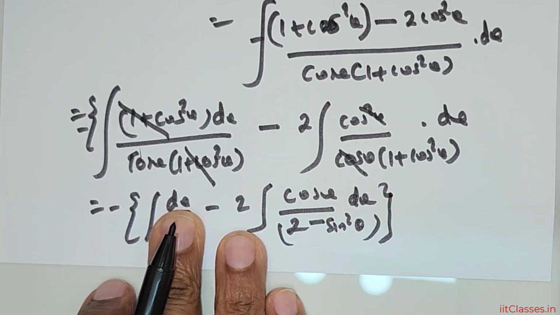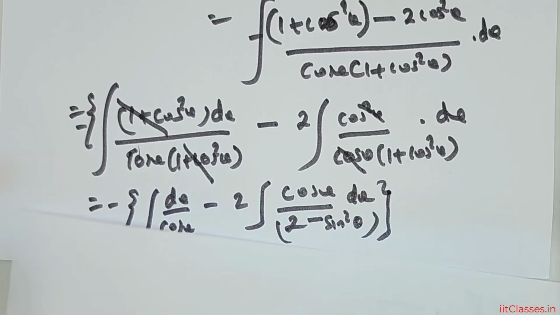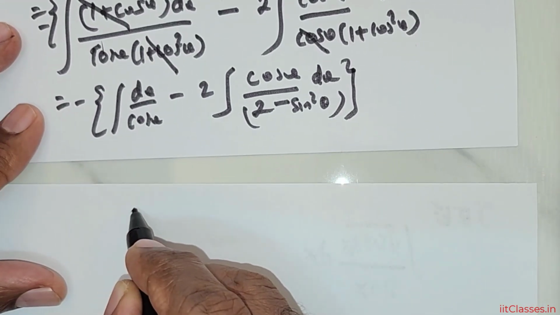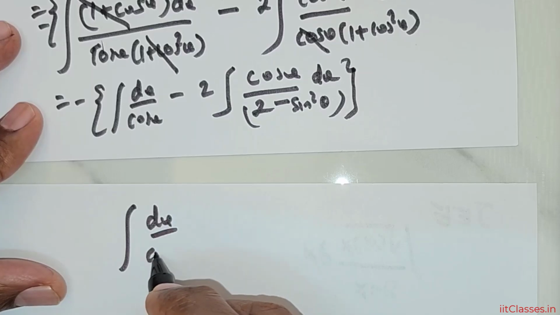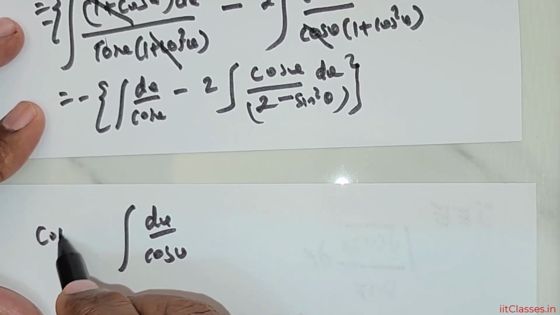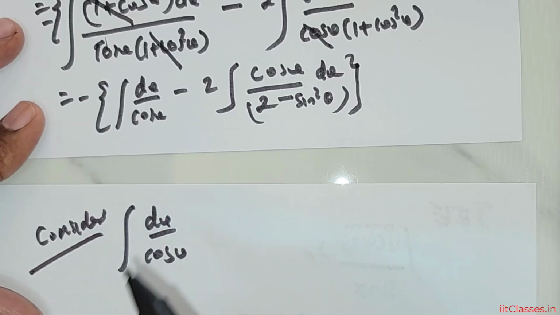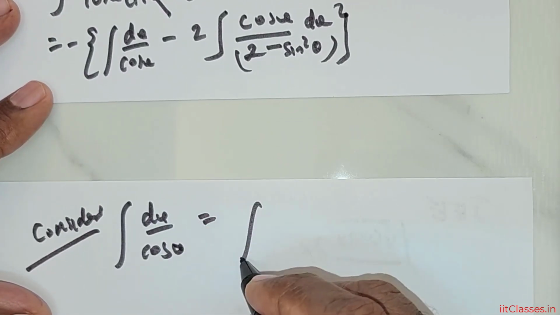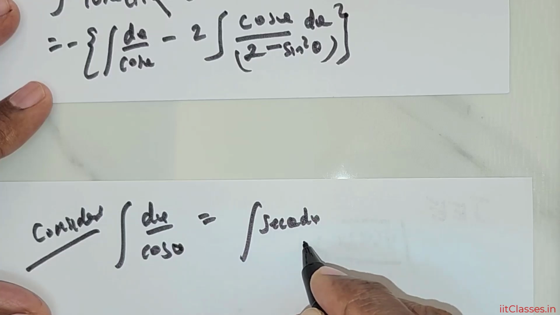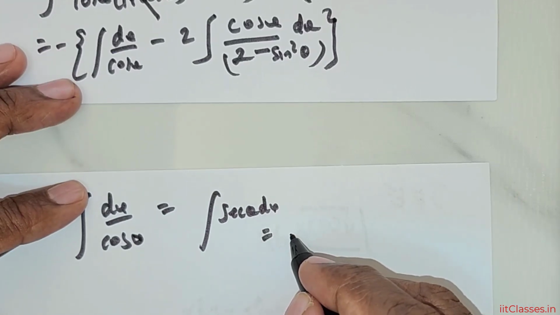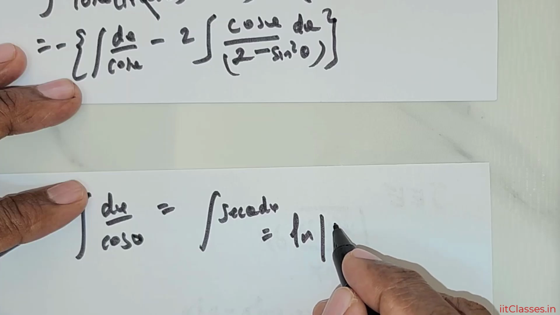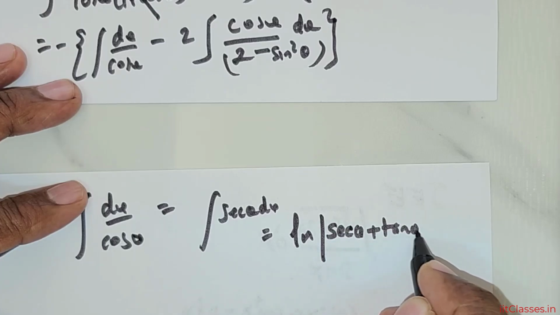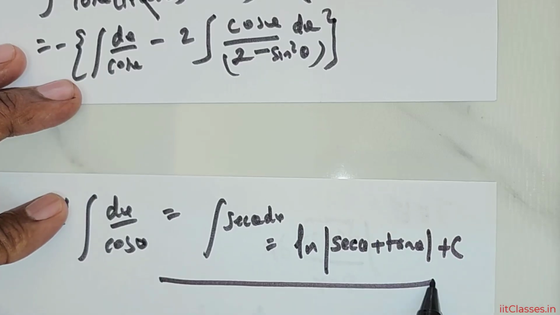Now having given you this, let me just move it. So we have to consider 2. I'm just going to utilize this side of the page. Now this is d theta over cos theta. You consider this first. Consider d theta over cos theta. Now what is 1 over cos theta? That is secant theta. So if you were to integrate this, you get ln modulus secant theta plus tan theta plus c. That's a standard formula.